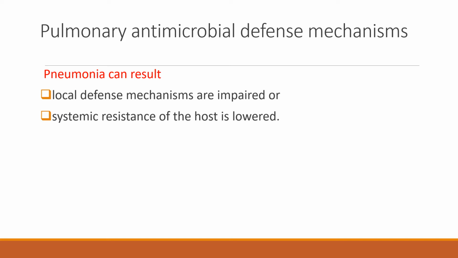By contrast, particles smaller than 5 microns are carried into the alveoli, where they are phagocytosed by the resident alveolar macrophages or by neutrophils that are recruited to the lung by cytokines. So these local defense mechanisms protect us against infections, and there are some systemic defense mechanisms. So pneumonia can result when these local defense mechanisms are impaired or the systemic resistance of the host is lower.